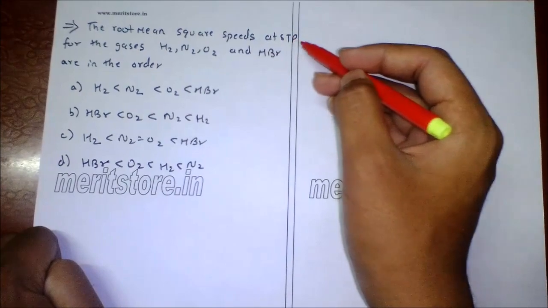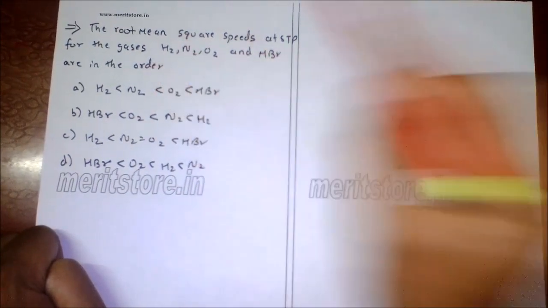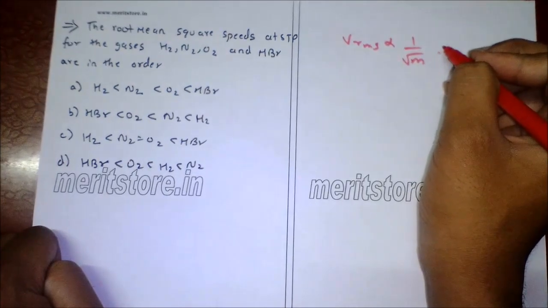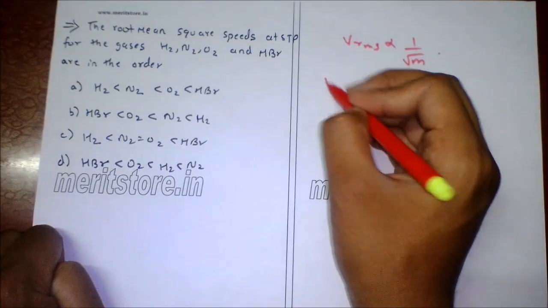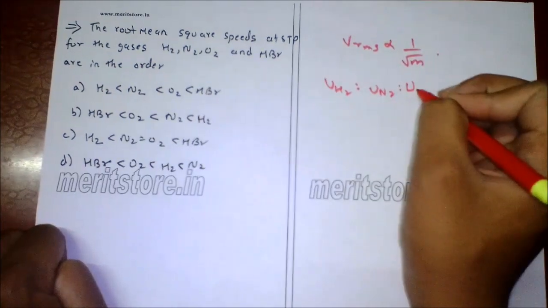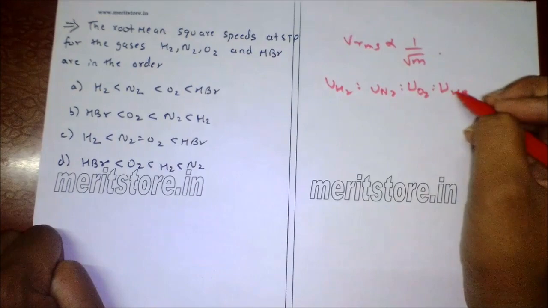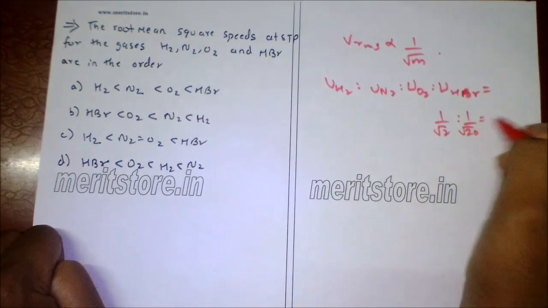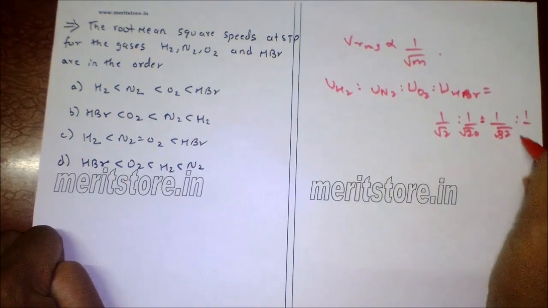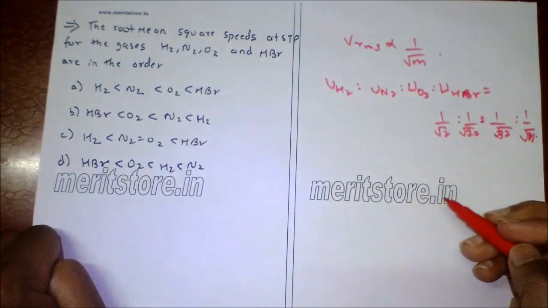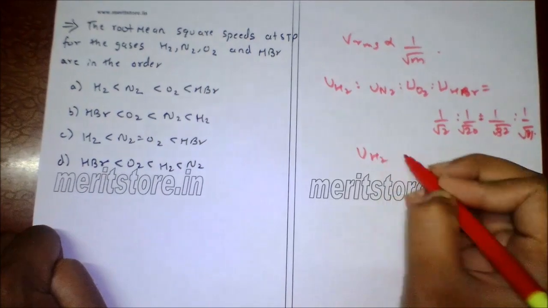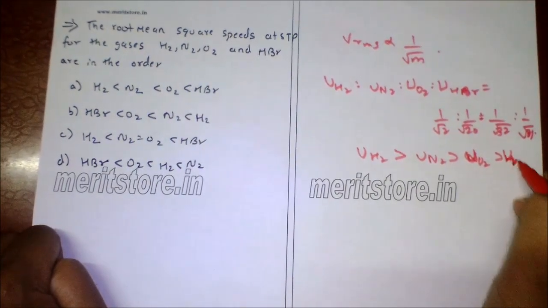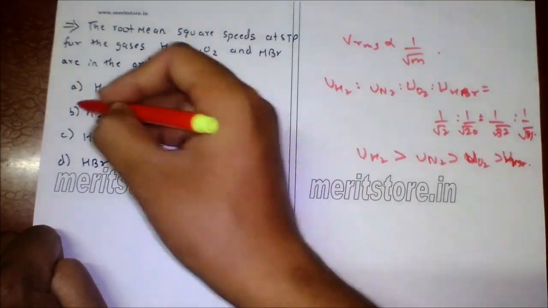The root mean square speed at STP for the gases hydrogen, nitrogen, oxygen and HBr in the order. So we know that Vrms is inversely proportional to root of m. Therefore U hydrogen is to U nitrogen, oxygen and HBr can be 1 upon root 2 is to 1 upon root of 28, 1 upon root of 32 is to 1 upon root of 81 by substituting the values of the gases. So we can write that U for hydrogen, nitrogen is less than oxygen, and finally HBr. So this sequence can be seen in option B.